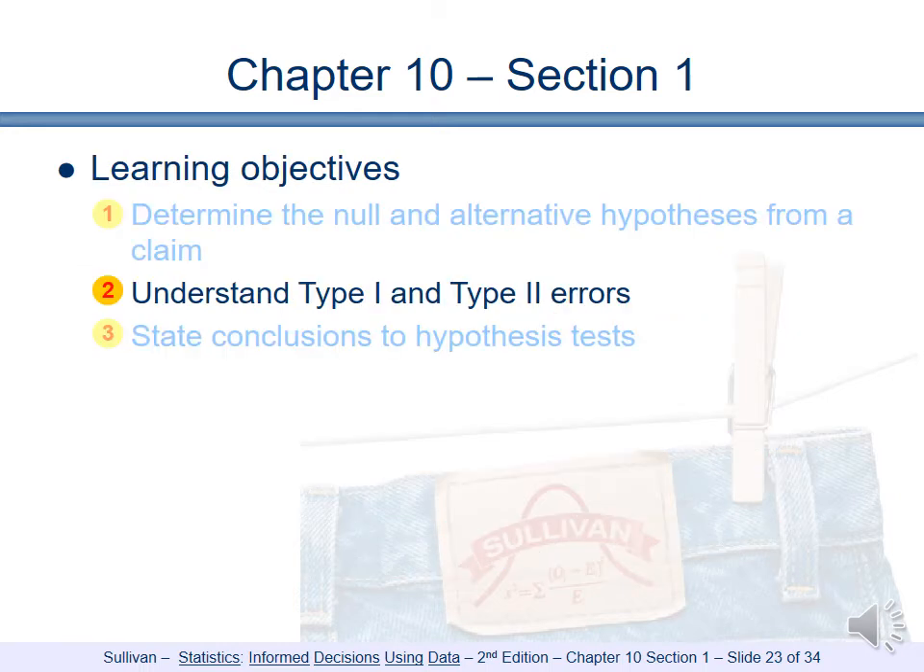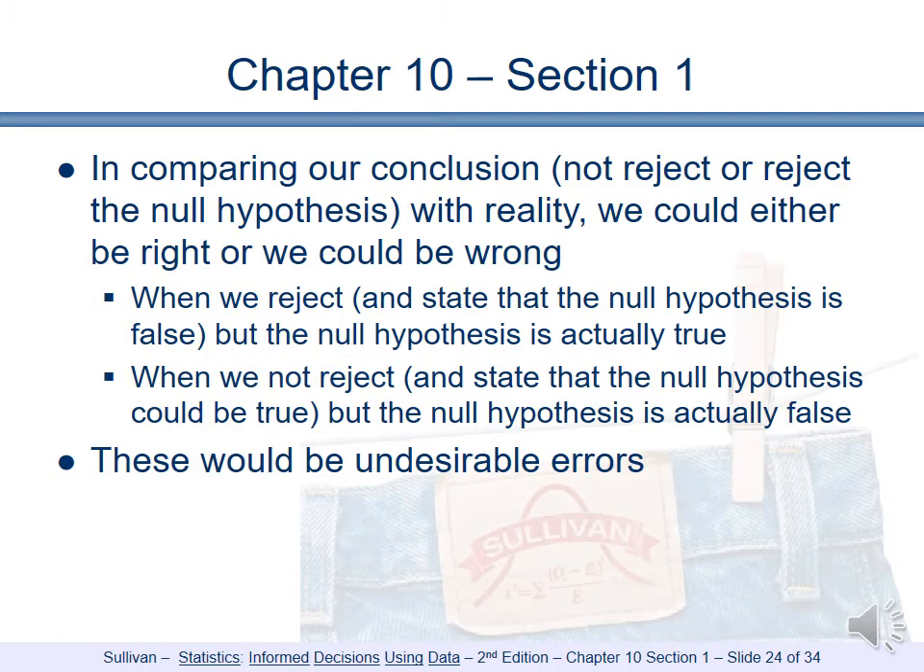Okay, so now we have type 1 and type 2 errors. In comparing our conclusions, not reject or reject, with reality, we could either be right or we could be wrong. When we reject and state that the null hypothesis is false, but the null hypothesis is actually true, or when we do not reject and state that the null hypothesis could be true, but the null hypothesis is actually false, these would both be undesirable errors.